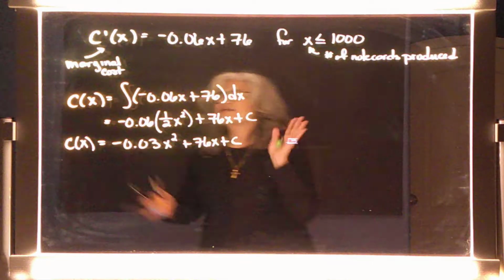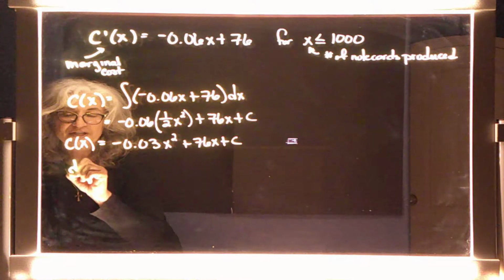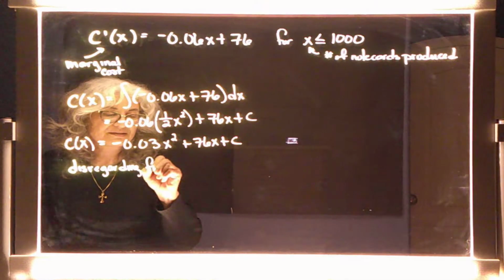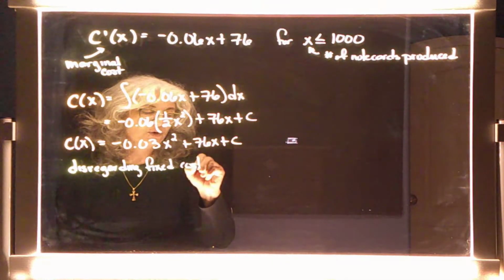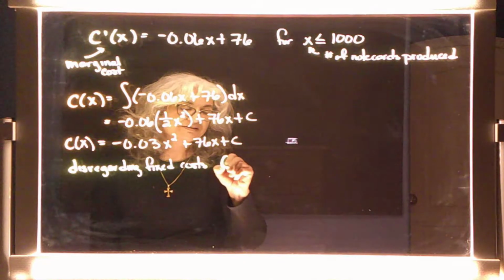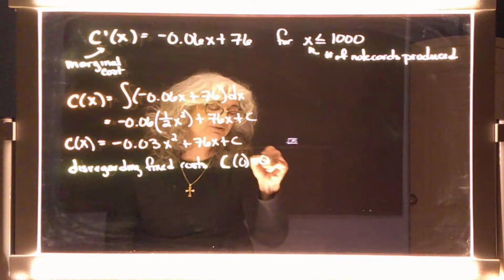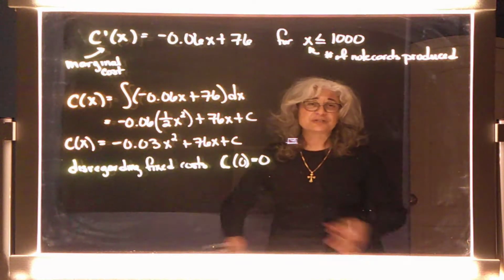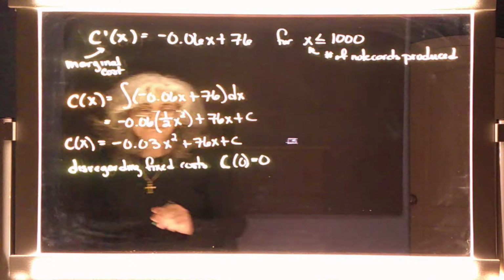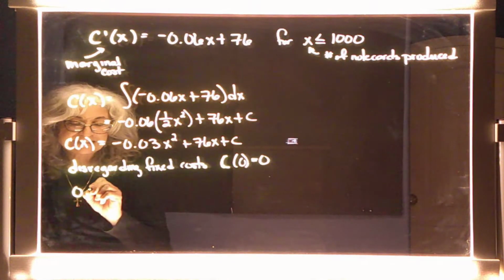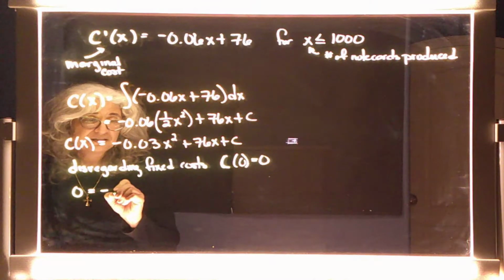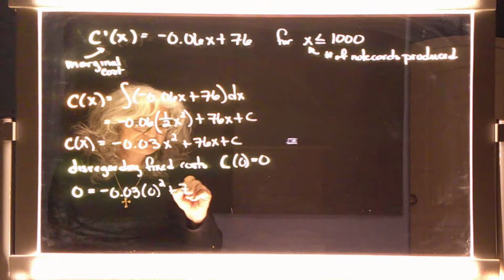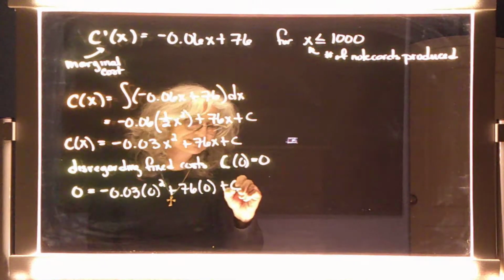Disregard any fixed costs. Okay, fine. So if I'm disregarding fixed costs, that means the cost, C, of producing 0 cards is going to be 0, isn't it? We're not taking into account utilities or mortgage or anything. We're disregarding all that stuff. Fine. Which means to actually find C, we're going to have 0 equaling negative 0.03 times 0 squared plus 76 times 0 plus the C.